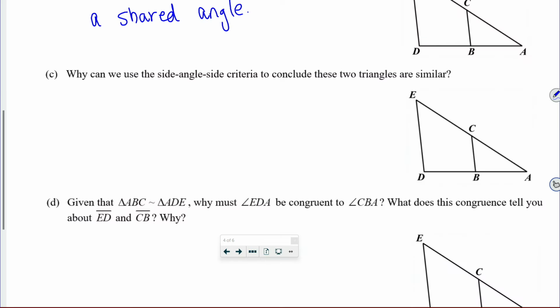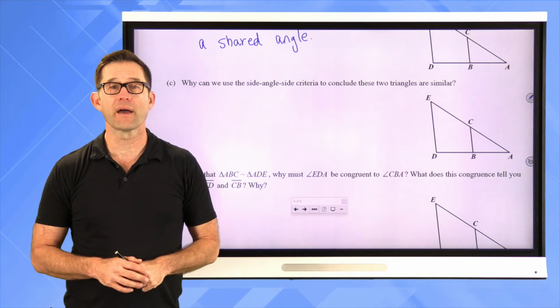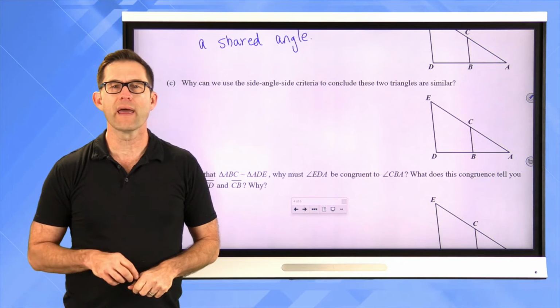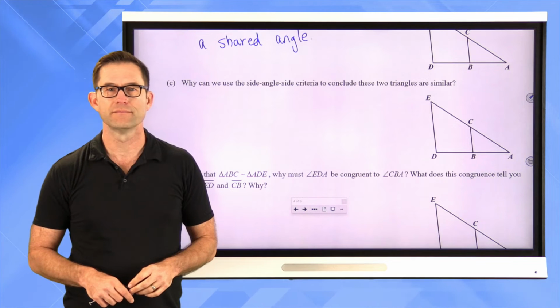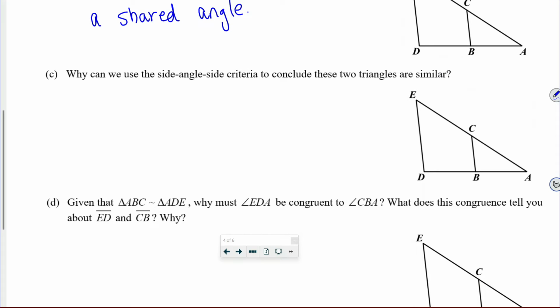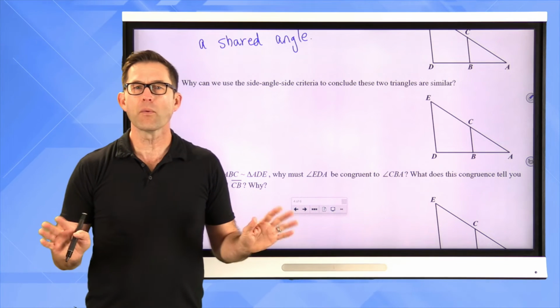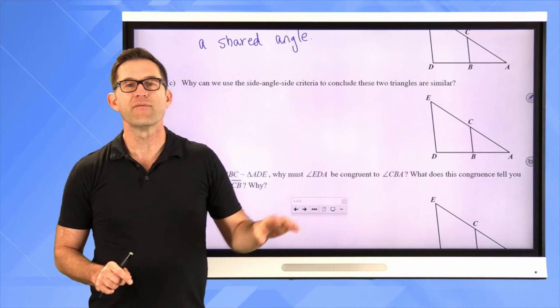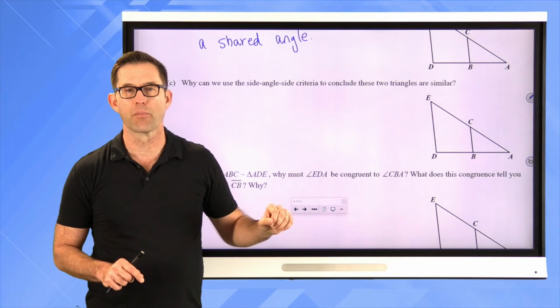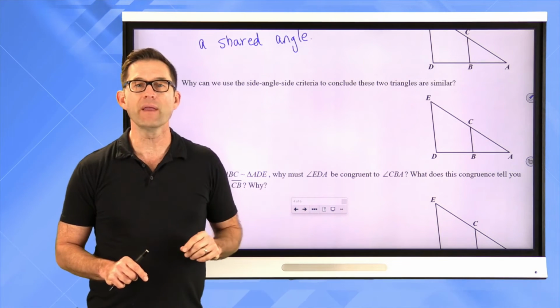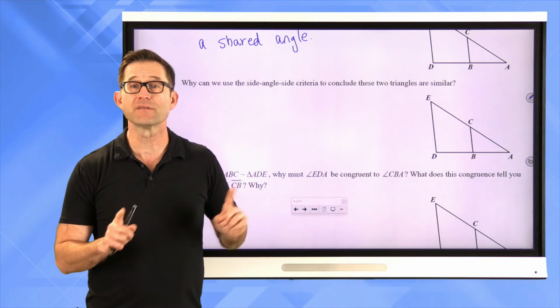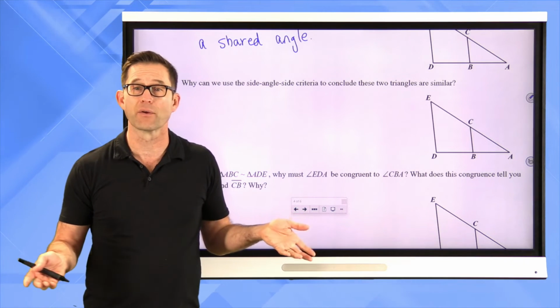Letter C. Why can we use the side angle side criteria to conclude that these two triangles are similar? So I claim we can use side angle side. Pause the video right now and see if you can figure out why. All right, well, it's kind of cool. Remember what the side angle side theorem says. It says if I've got two pairs of sides that are proportional and the angle in between them is congruent, then I can use the side angle side criteria to conclude that the two triangles are similar.